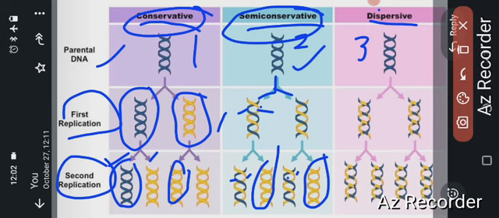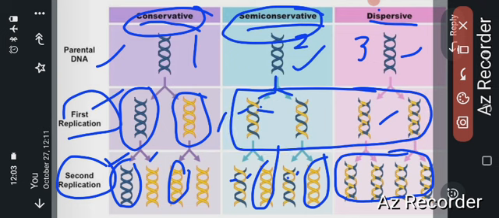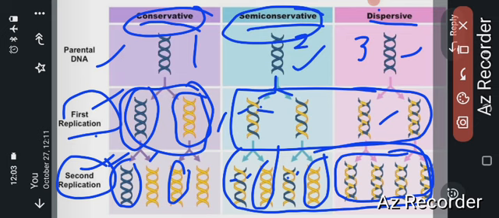And in the case of the dispersive one, the material in the two parental strands is distributed more or less randomly between the daughter molecules. So basically you cannot judge whether the model is semi-conservative or dispersive in the case of first replication, but you can judge these things in the case of second replication. This is quite a common question they ask, whether you can depict in the first replication if it is conservative or semi-conservative or dispersive. We can judge in the first replication whether the model behaves like a conservative one or semi-conservative, but you cannot tell semi-conservative from dispersive because both have the same strands.